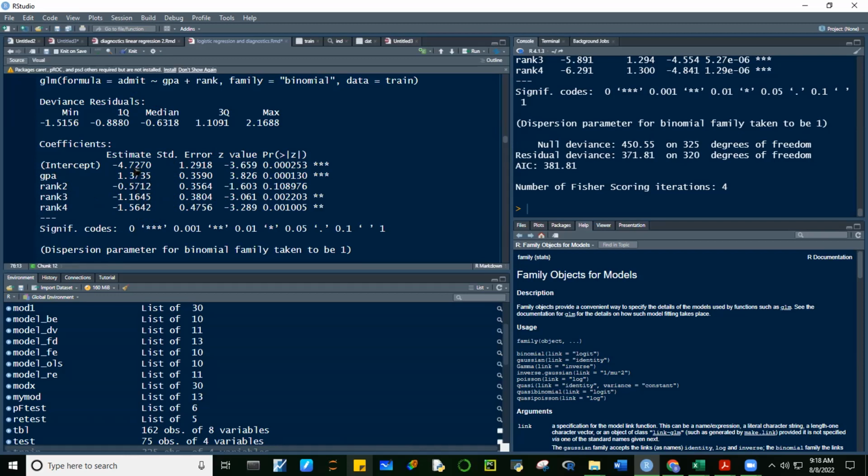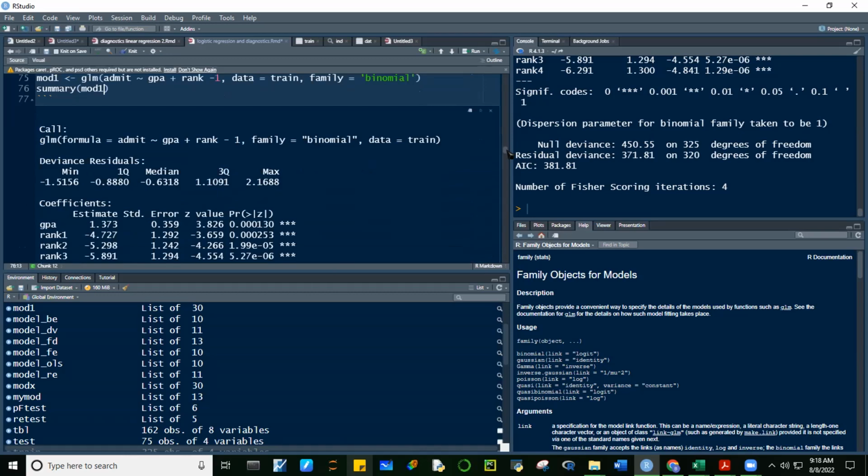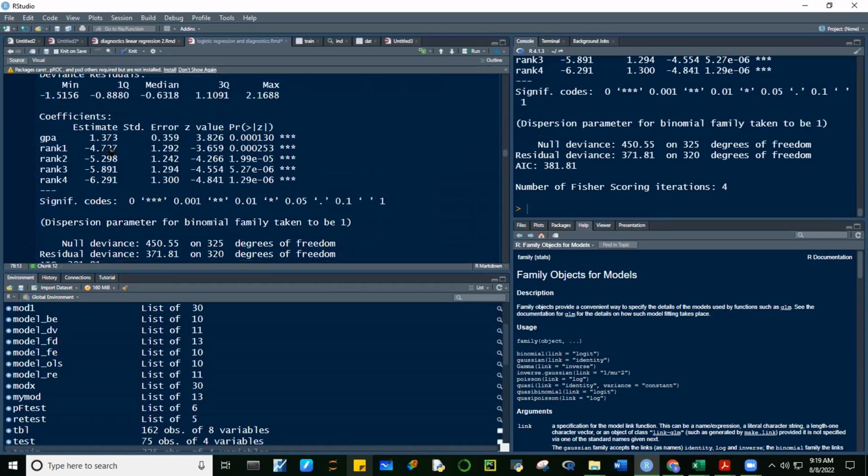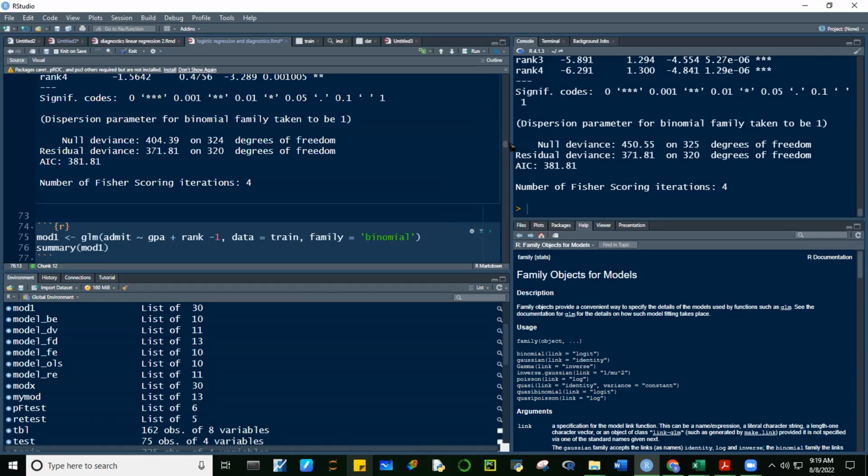So yung negative 4.72 na to, that's the value of rank 1 when your GPA is 0. Tapos, yeah, when your GPA is 0. And that's the value now. Ito yung rank 1, 4.72. Okay? So, I hope clear yon, class.